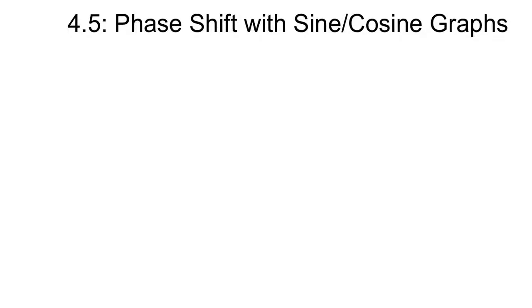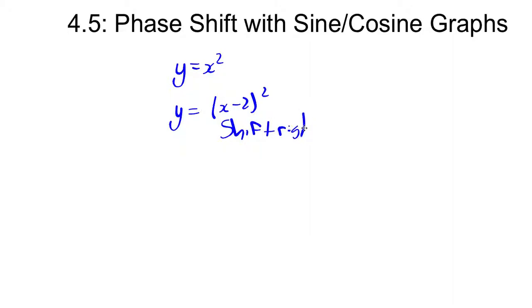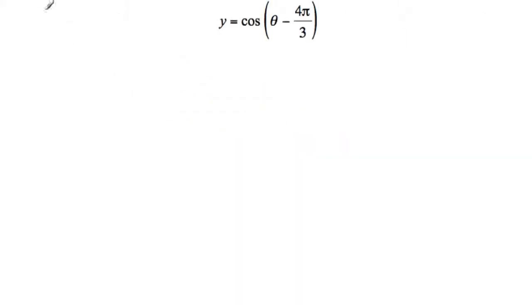Okay, so think back to graphing from the beginning of the year when we had functions. So if I had something like y is equal to x squared, that's a parabola. If I had y is equal to x minus 2 squared, because we're subtracting from the x value, everything's going to shift to the right. Shift to the right 2 spaces.